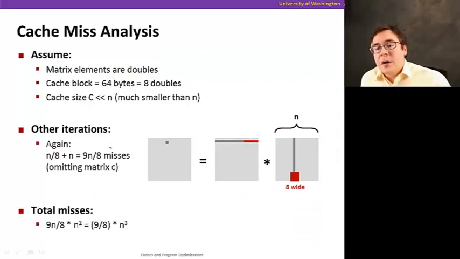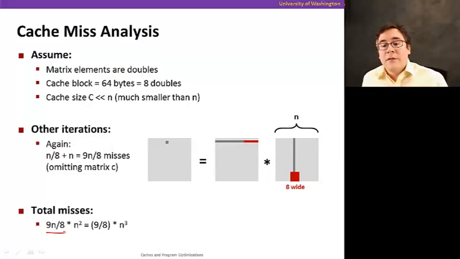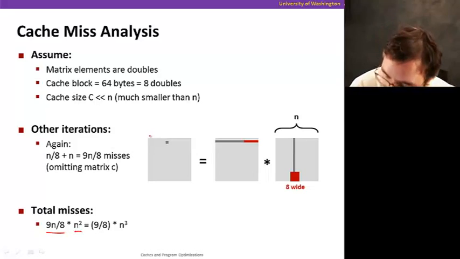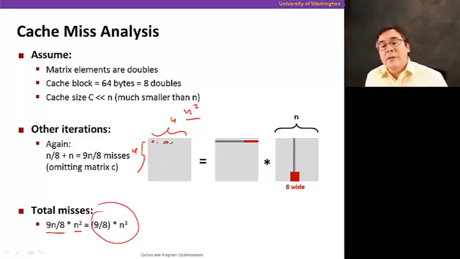Now, if we extend this to all of the other iterations, we're going to have 9n over 8 misses multiplied by n squared, which is the number of iterations. Remember that this is n by n, and we're going to do this for each one of the elements here. So that means there are n squared elements. So our final number of cache misses is 9 over 8 multiplied by n squared. So it's a lot of cache misses.